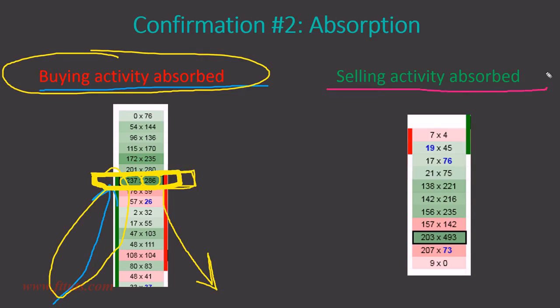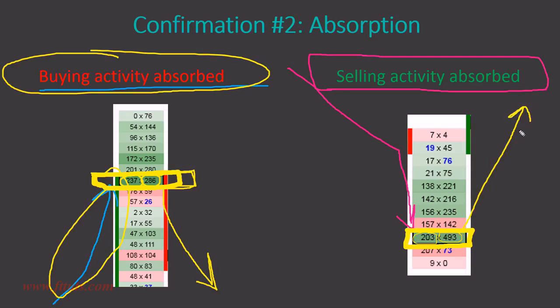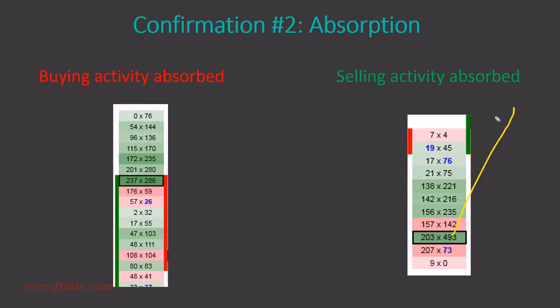Now this is selling activity absorbed. Price was going downwards in here, then this high volume node got created. As you can see, there's a huge number both on bid and also on ask. And from that place, buyers took over because the selling activity got absorbed. Alright? Sellers ran out of fuel. The buyers just bought it all at this price level, and then they pushed the price upwards.